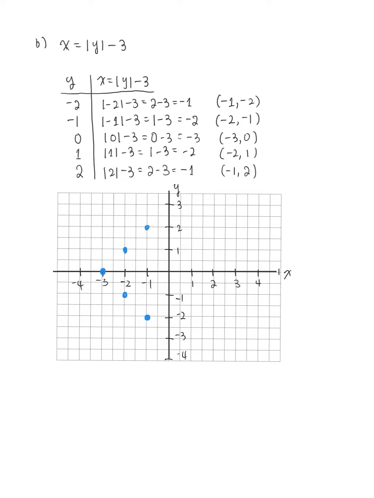So that's over here. Every time you graph an absolute value equation, you're always going to get the shape of a V. We'll learn more about that later. So now let me try to connect those with straight lines. Look at those beautiful straight lines. Actually, I have an app on the iPad that makes it a straight line, so I got really lucky here. But anyway, this is the graph of x equals absolute value of y minus 3.